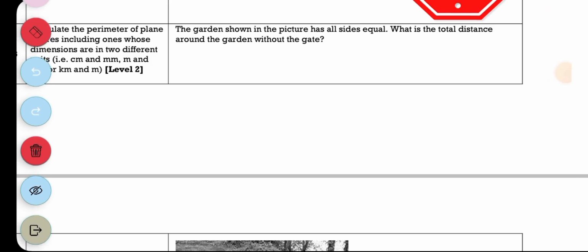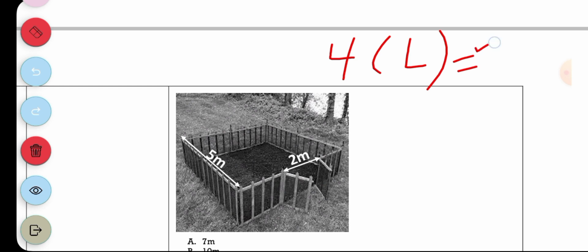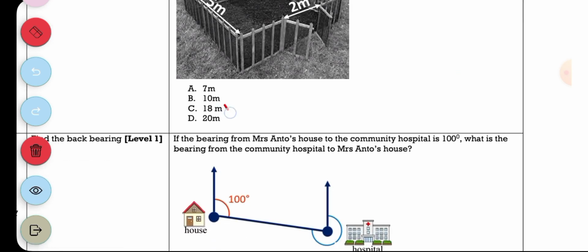The next question, the garden shown in the picture has all its sides equal. What's the total distance around the garden without a gate? The perimeter of this whole garden will be 20. How did I get the 20? 4 multiplied by L, which is the perimeter for a square. So we have 20. Without the gate, the dimension for the gate is 2 meters, so minus 2. We're going to end up with 18. So the answer to this question is C.